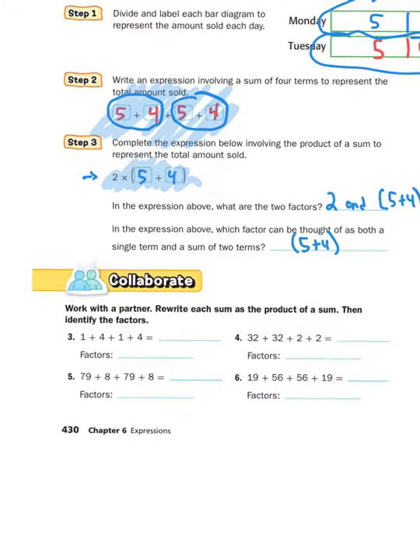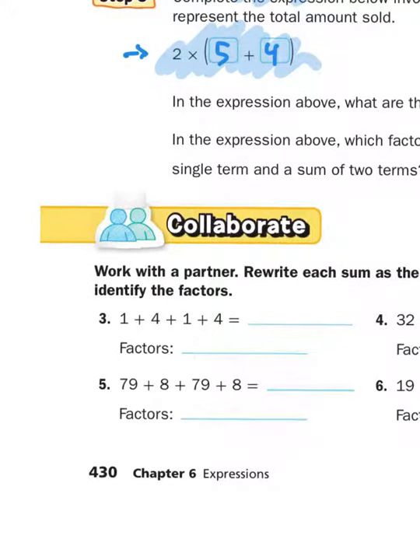So first off, we're going to rewrite number 3. Notice there's two groups of 1 plus 4. You see them right there? So we rewrite it as 2 times 1 plus 4. Remember, that means two groups of 1 plus 4. And the factors are the 2 and the 1 plus 4.